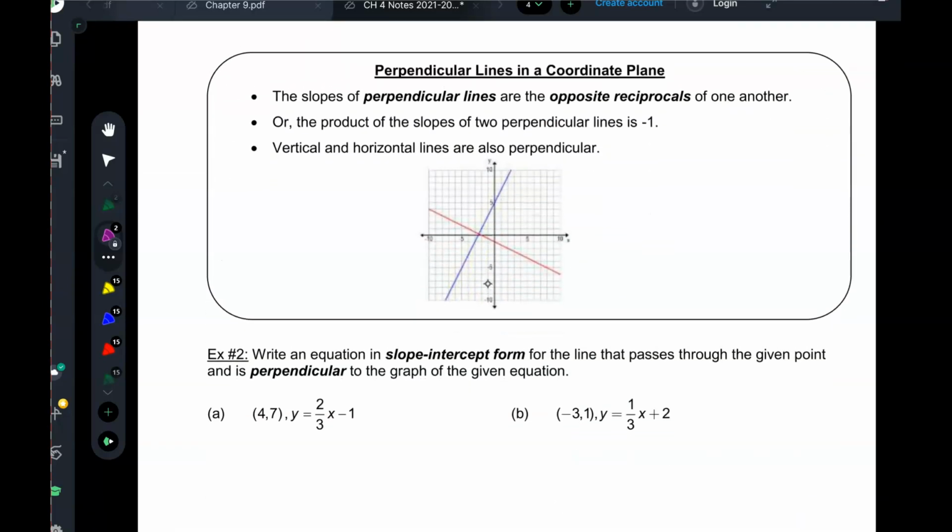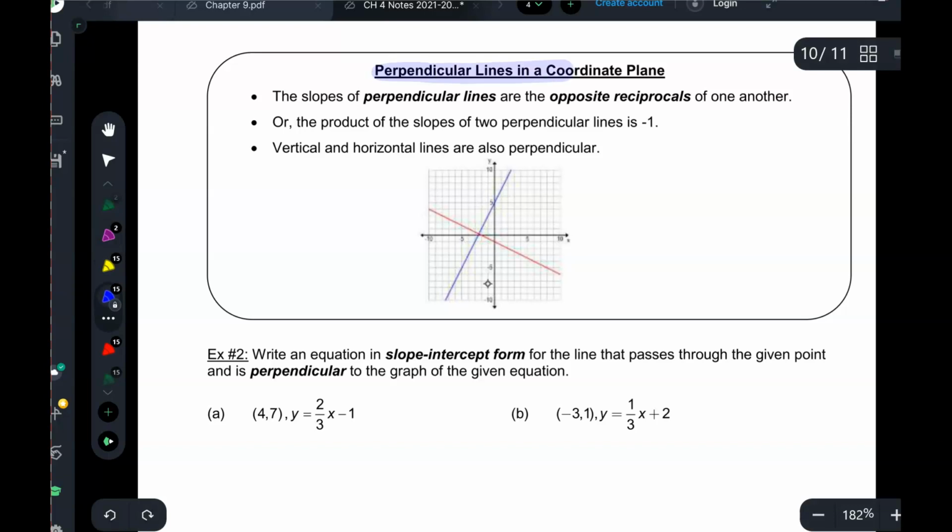Okay, perpendicular lines. Have we heard of perpendicular lines before? What do you know about perpendicular lines? They cross each other. Okay, they cross each other, so they do intersect. And one of the things you'll learn in geometry next year is that perpendicular lines make right angles. Have we heard of that?